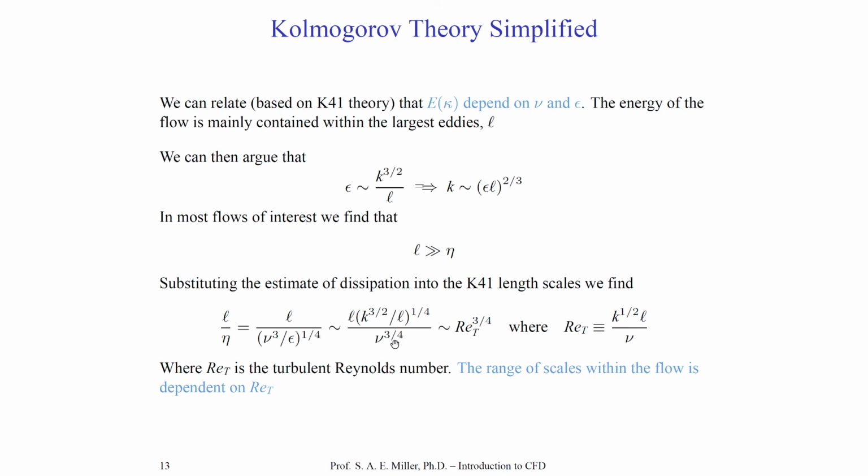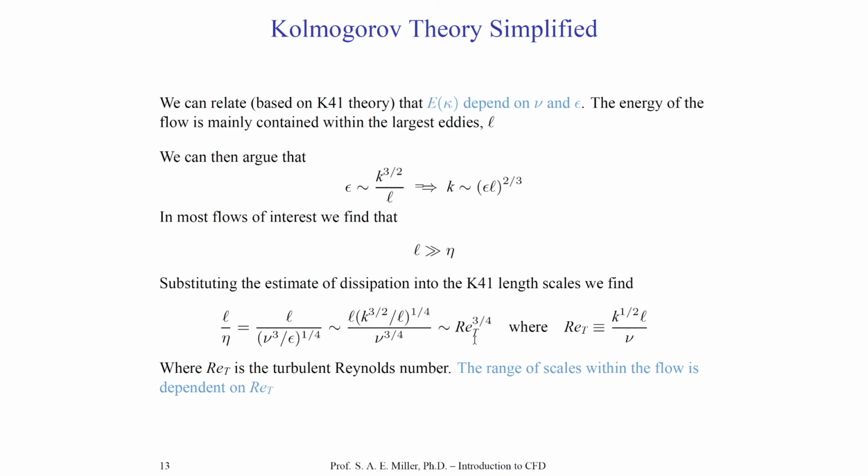This is very much the definition of Reynolds number. It is a velocity and a length scale, so it has units of velocity times a length divided by a viscosity term. This will go exactly as the Reynolds number to the 3/4 power. So now we write a little t here. That's the turbulent Reynolds number.